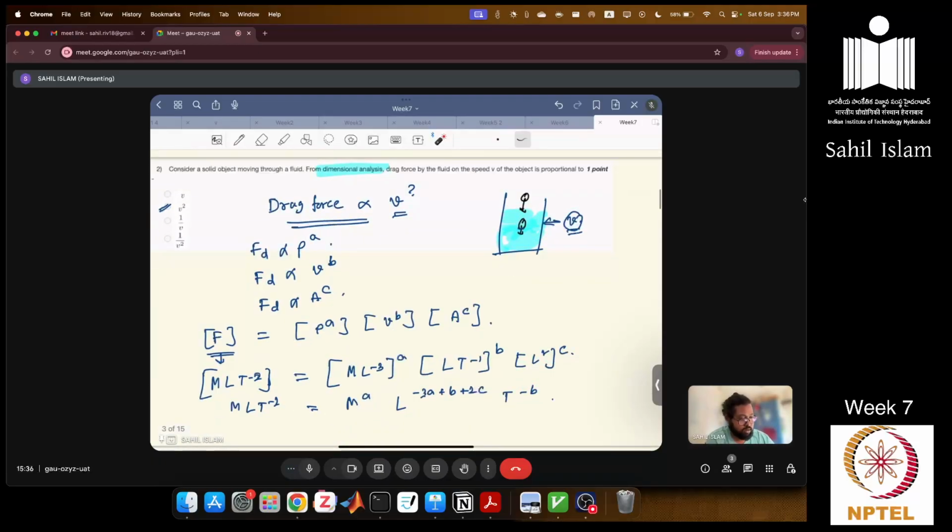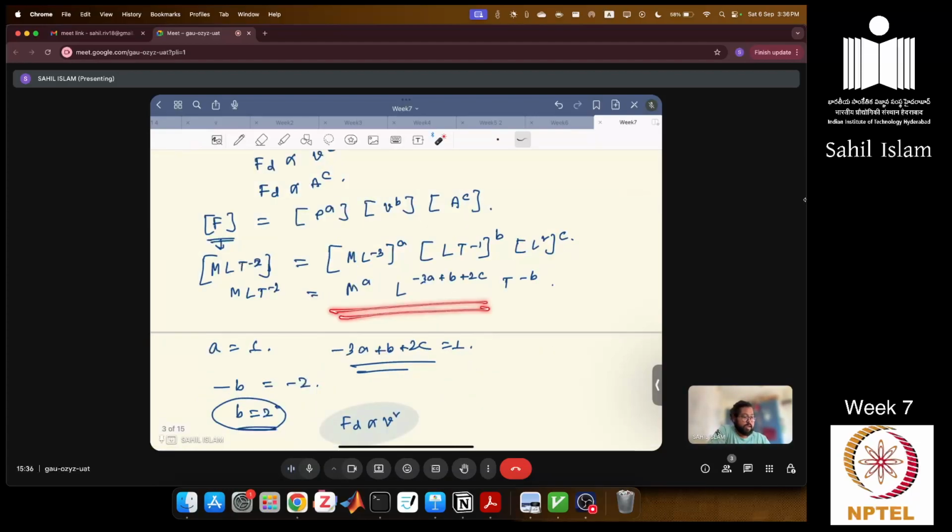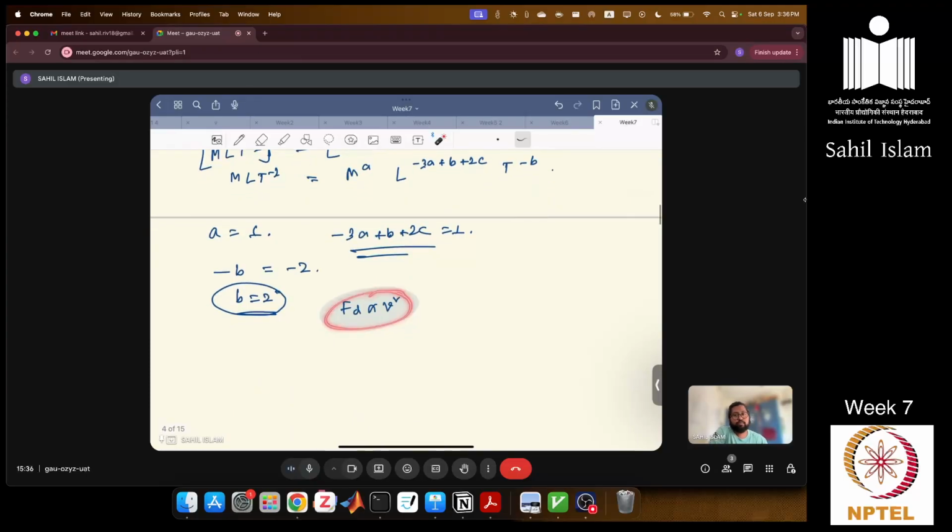Next, you are asked the drag force of a solid object falling under gravity inside a fluid, and what the drag force would be dependent on. So from a dimensional analysis we took density, velocity of the object and area, and this is how we did the dimensional analysis, and we found out that the drag force should be proportional to v square.